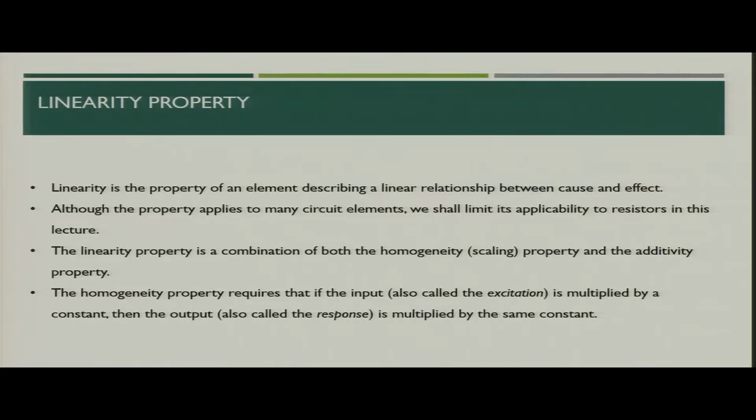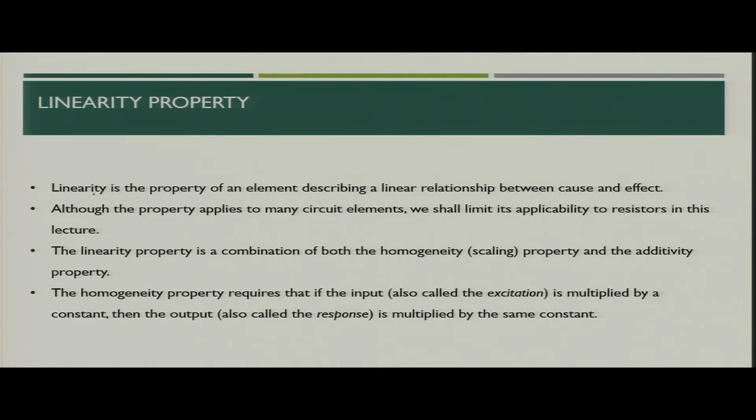Namaskar. So, welcome to the third week of our course on basic electrical circuits. Today we will start the discussion on network theorems, and in this particular lecture we will discuss the linearity property and the source transformation. So, let us start the topic on linearity property.